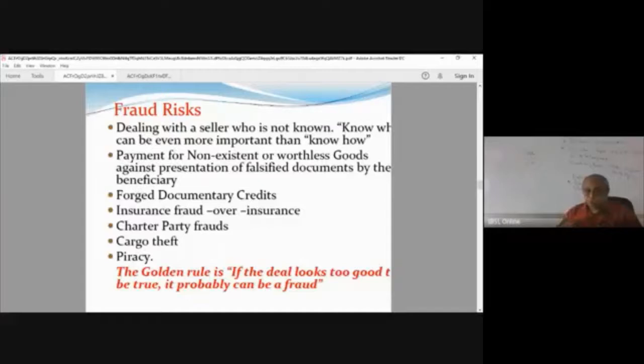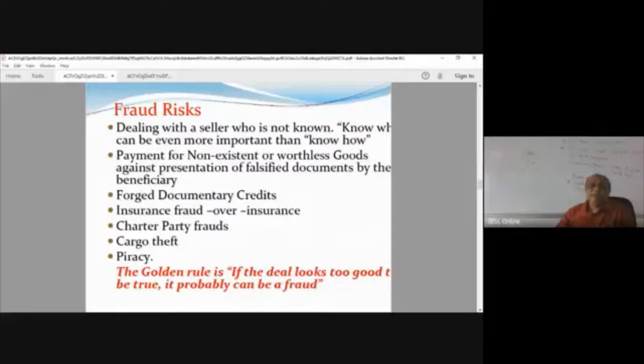The goods value is $10,000, but we insure the goods for $100,000, and we make it a point to damage the goods, or the goods get lost or something happens, and you'll have a claim because you have over insured, right?